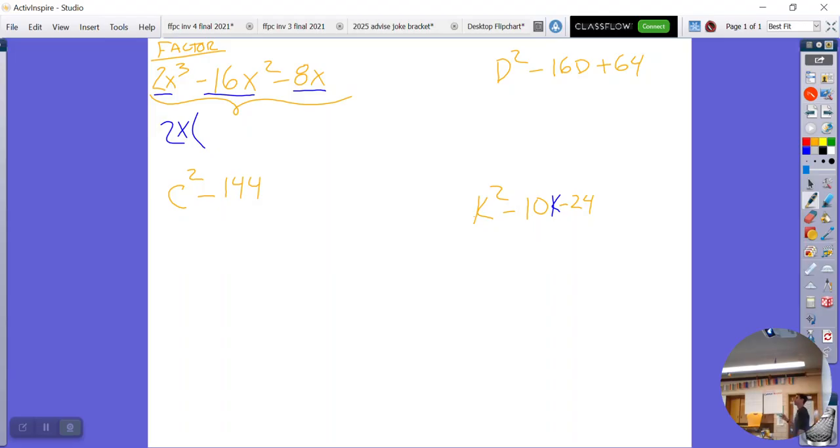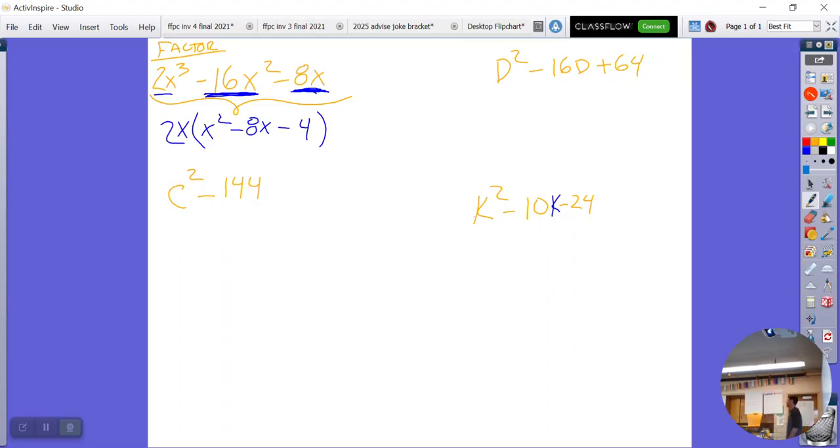we are now going to divide all 3 terms that are orange terms by our greatest common monomial. So what is 2x to the third divided by 2x? X squared. All right. What is negative 16x squared divided by 2x? Finally, what is negative 8x divided by negative 4?